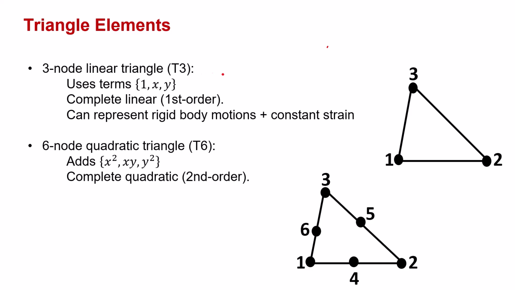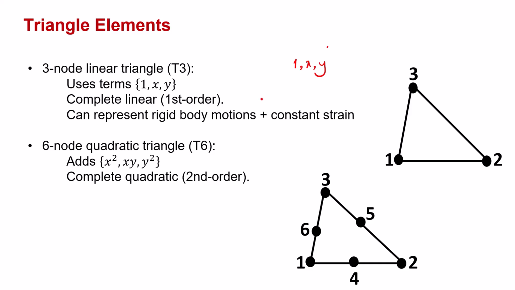Let's now apply the idea of completeness specifically for triangular elements. We start with the 3-node linear triangle or T3 element. This element uses the polynomial terms 1, x, and y, which form a complete linear basis. As a result, the T3 element can exactly represent rigid body motion and constant strain and therefore passes the patch test.